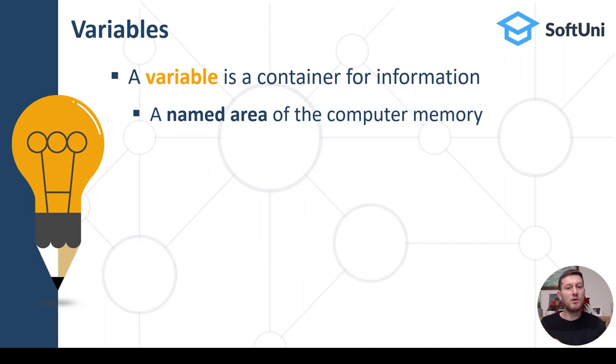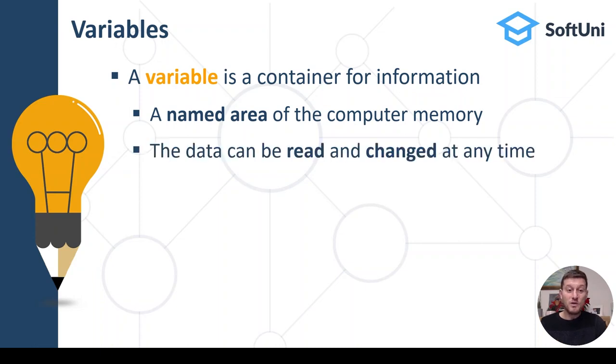So a variable is a container for information. It's a named area of the computer memory which holds something. The data can be read and can be changed at any time. This is where the RAM comes from, RAM, Random Access Memory.